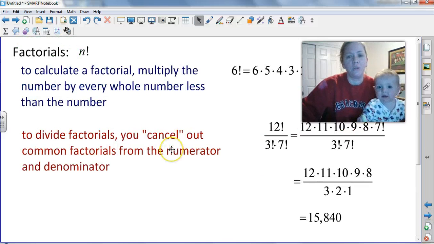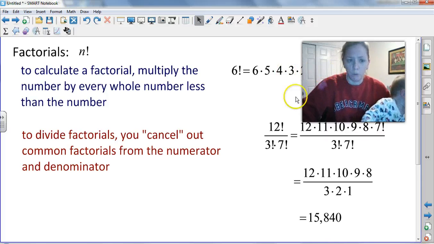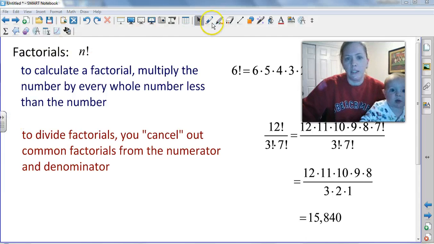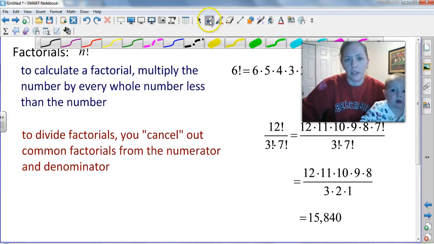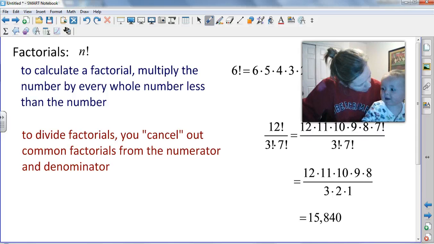Okay, now let's talk quickly about factorials. So remember, factorial is what we call the thing where we have a number with an exclamation point behind it. And to calculate a factorial, multiply the number by every whole number that's less than the original number. So quickly, 6 factorial is just 6 times 5 times 4 times 3 times 2 times 1. So the thing about factorials is sometimes when we're doing counting methods, we want to divide some factorials together. And so we're going to look to cancel out or divide out common factorials from the numerator and the denominator.